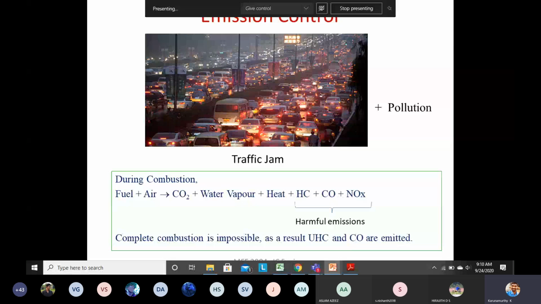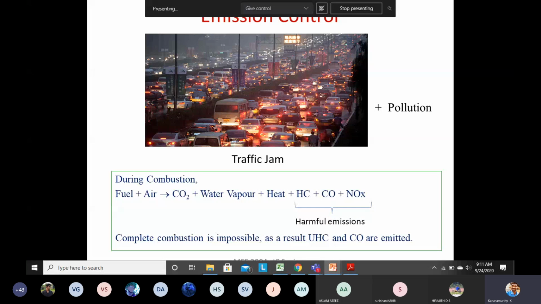Why are these harmful emissions coming? Because we cannot have complete combustion, right? Whatever method we adopt, we cannot claim that 100% complete combustion is possible. Only when you have 100% complete combustion can you prevent these harmful gases, especially this CO, but that is not possible. As a result, we are going to have unburned hydrocarbon, carbon monoxide, and NOx available in the engine exhaust.